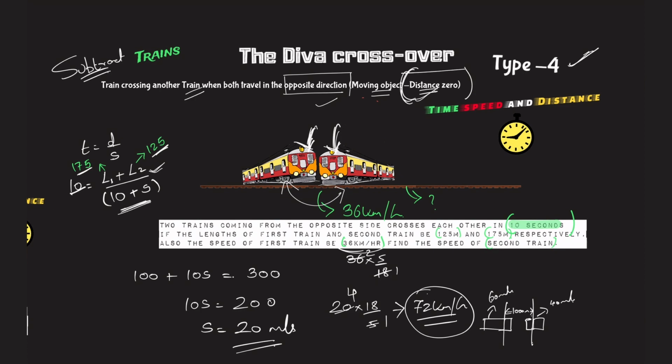How is this different from type 6? Here the distance was 0, which means the engine of this train was touching the engine of this train, and the question was, when will these two trains cross each other? Completely cross each other. That's why we wrote the distance to be the length of two trains. Right? This was our type 4.